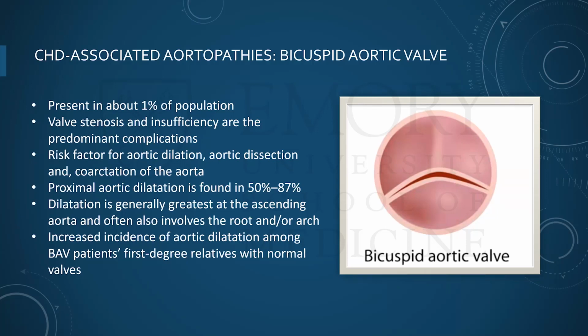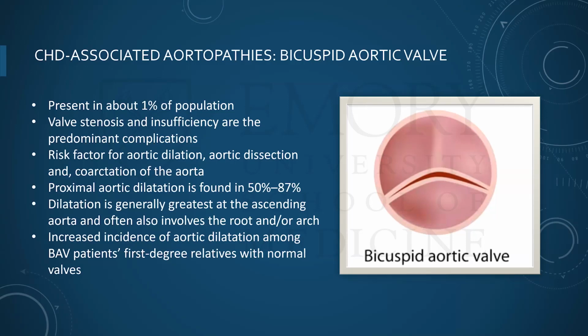But bicuspid aortic valve is one of the most common congenital heart diseases. It's present in 1% of the population, and the clinical presentation is usually typified by valve stenosis and insufficiency. But really important for this talk, 50 to 87% of patients with bicuspid aortic valve also have dilatation of the ascending aorta. And so what we've begun to do, when we're characterizing bicuspid valve, is also characterize it as a valvular aortopathy, and we're going to talk about that in a few slides.